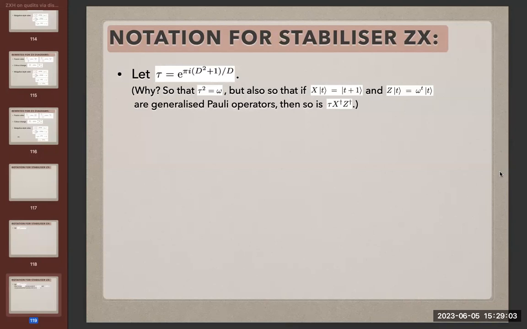The generalization of the Pauli operators that you use for arbitrary dimensions: you have an X operator, which is a shift operator. It shifts all basis elements modulo D by 1. And you have a Z operator, sometimes called a clock operator, which simply has the standard basis as an eigenbasis and gives an eigenvalue of omega to the t when you put in ket t as input. These are the generalized Pauli operators.